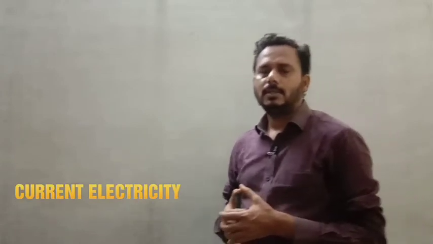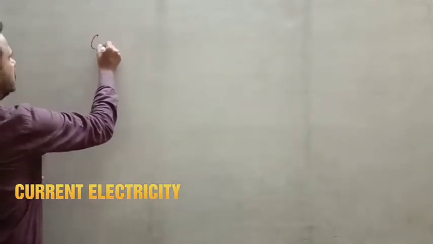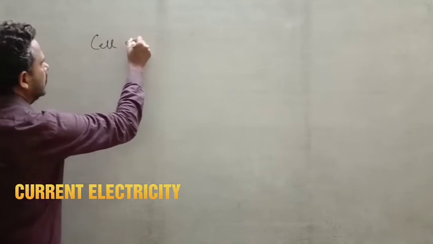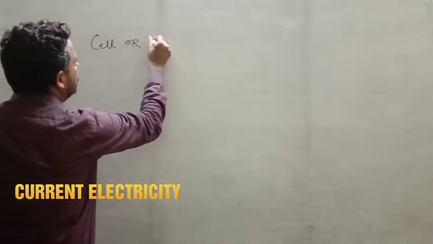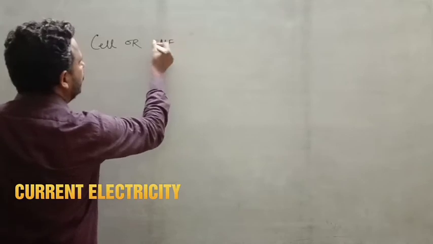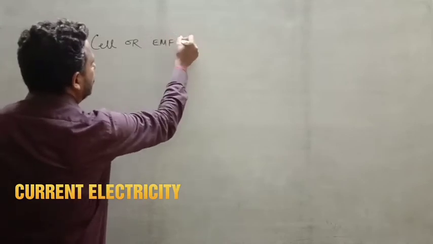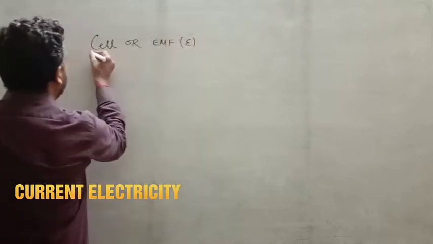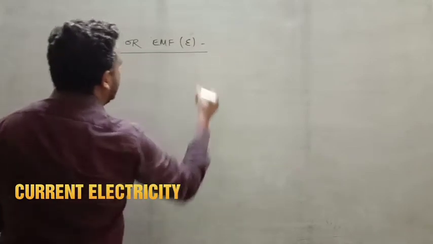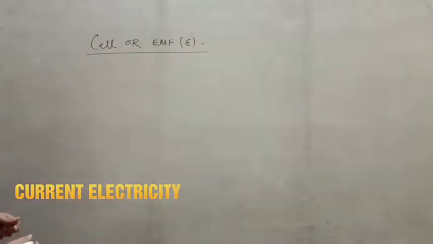Now today we will study about cell or EMF. Actually, a cell is an active element that provides electrical energy to the circuit. Alright, so now you see about cell or EMF. This is also called EMF, and this one is represented by E. So let's discuss about it.